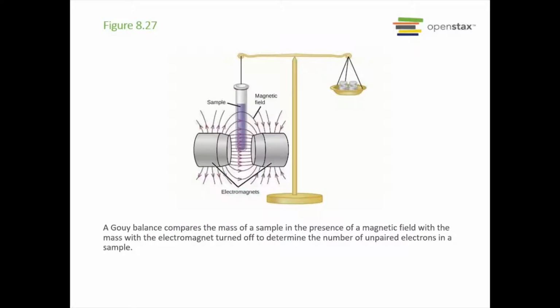And this is just showing a Gouy balance, which compares the mass of a sample in the presence of a magnetic field to the mass without the magnetic field to determine the number of unpaired electrons in a sample. So notice if it gets heavier, so if this goes down, then you know that it's paramagnetic.